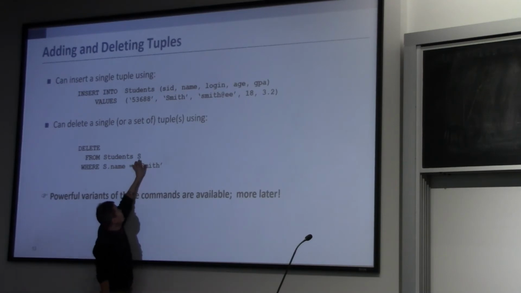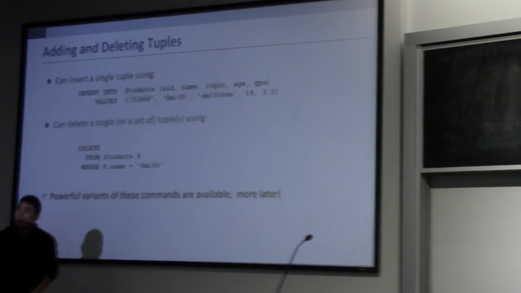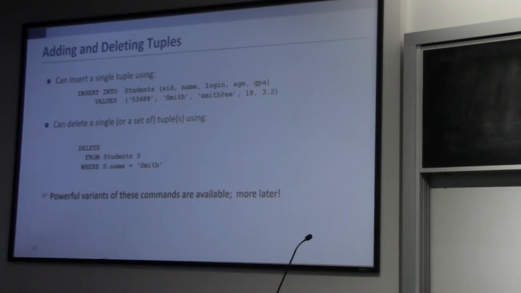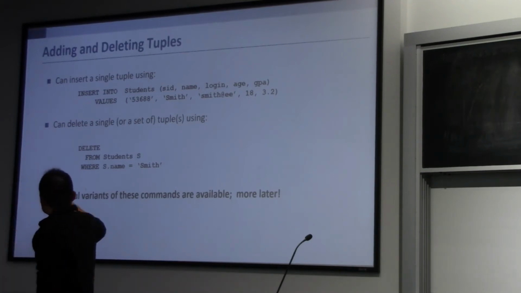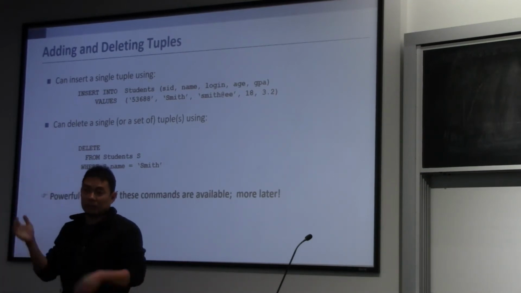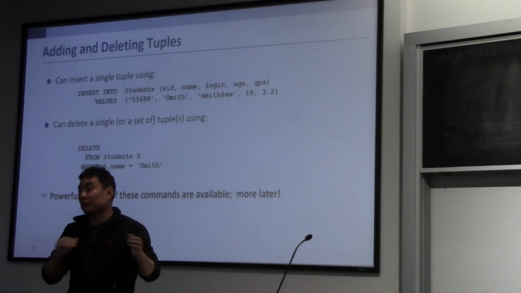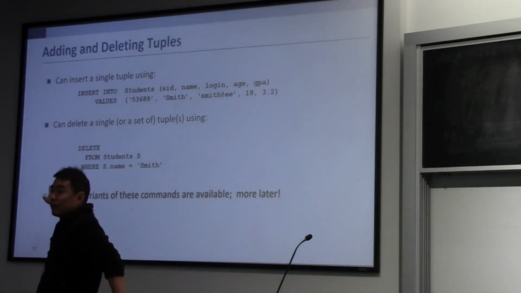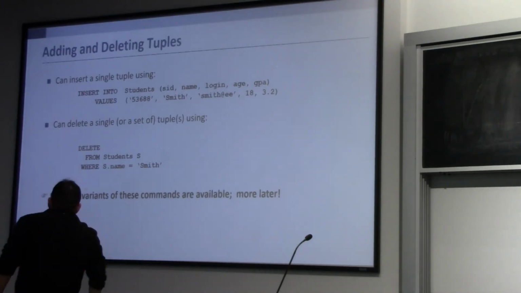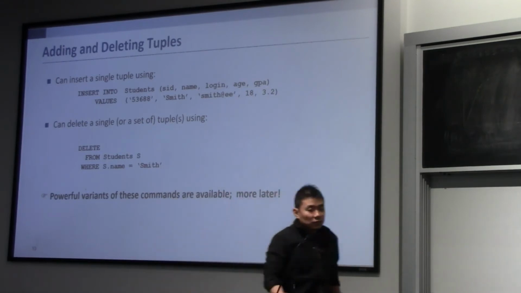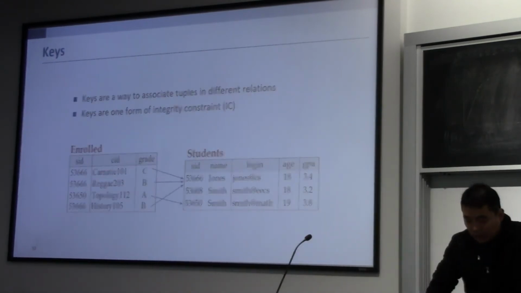This S, the capital letter S, you can think of as a reference to the table. It's a reference variable to simplify your query writing, so that you know S stands for student, so that you don't have to write student.name equal to Smith. That simplifies your query writing. Later on, I will show you this reference variable actually serves some other important purposes as well. Okay? So this is a simple example of insertion and deletion.